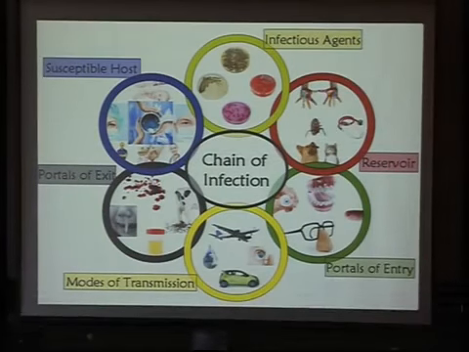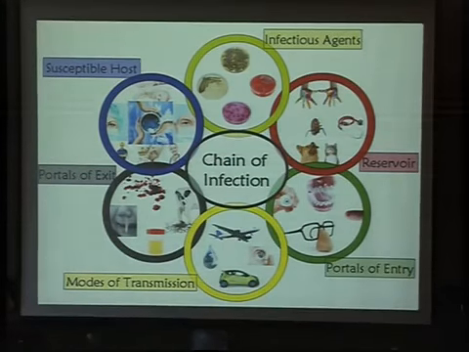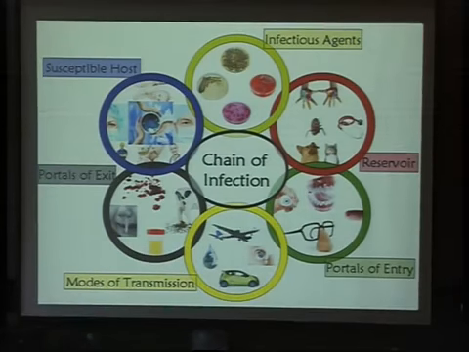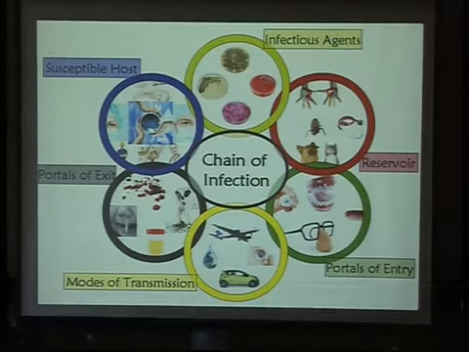For infection to happen, there is something known as the chain of infection, starting from the pathogen. The pathogen should be present in a reservoir, either the human being, patient or healthcare worker, or the environment around the patient, or animals or plants that are raised in the hospital.